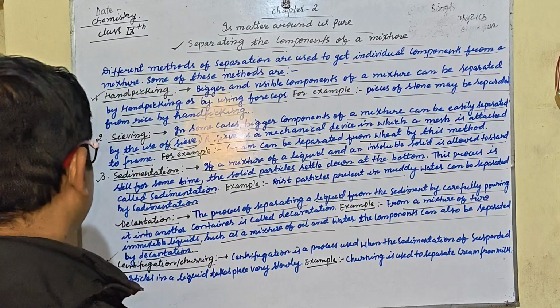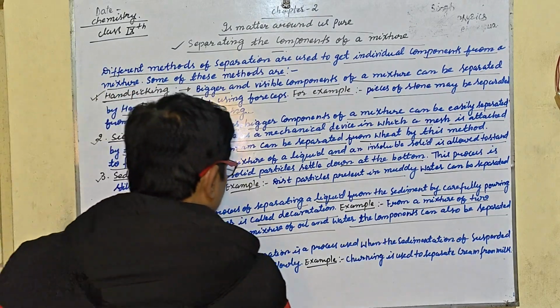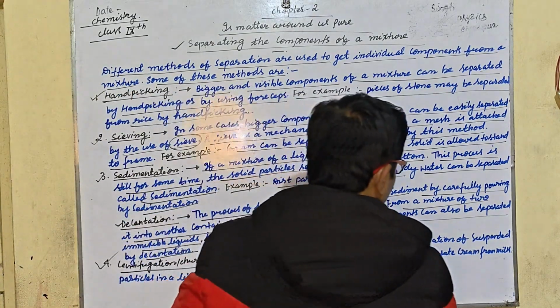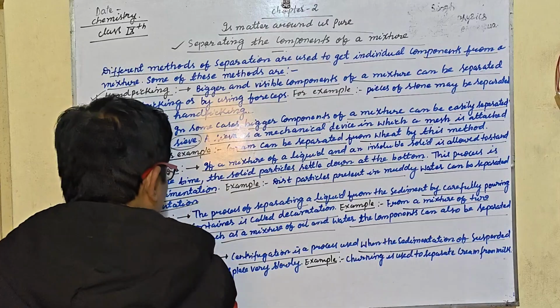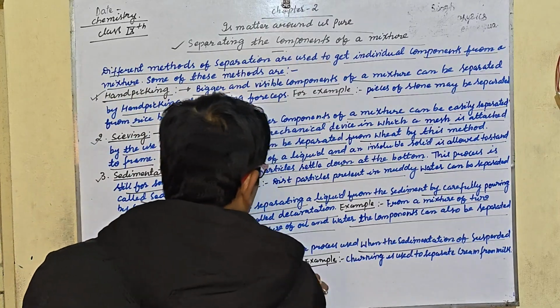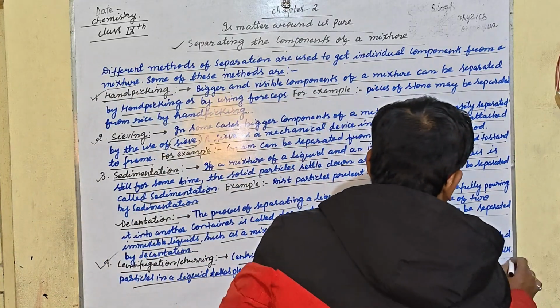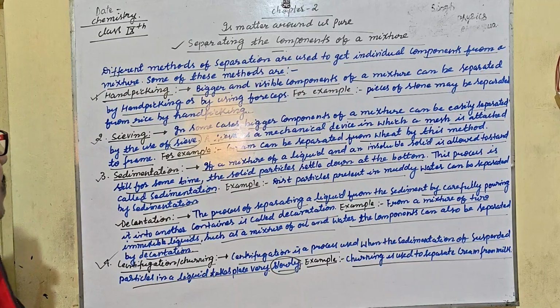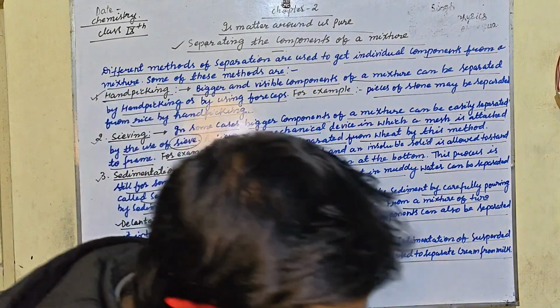Fourth one is centrifugation or churning. Centrifugation is a process used when the sedimentation of suspended particles in a liquid takes place very slowly. For example, churning is used to separate cream from milk. These are some of the methods of separating the components of a mixture.